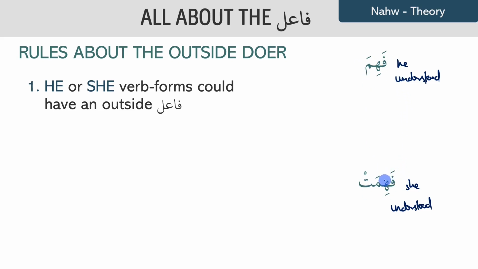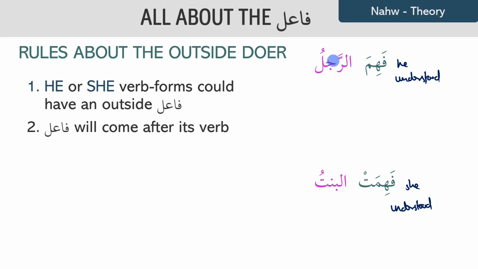a fa'il. Rule number 2, that the fa'il will come after its verb. So for example, fahima rajulu, the man understood, or you can say fahimatil bintu, which is the girl understood. So if there is an alif lam after the ta sakin, it will get a kasra simply to make reading easier. But in any case, the fa'il will always come after the verb. And I didn't say straight after, I said after. It could also be further down the sentence.